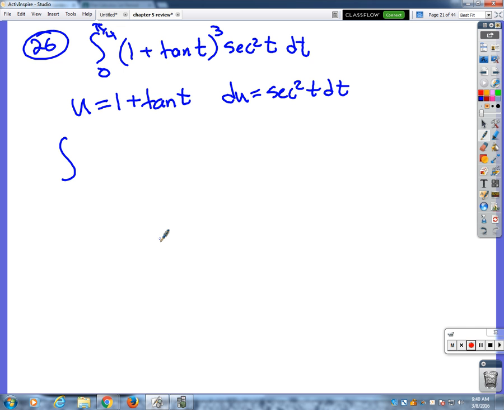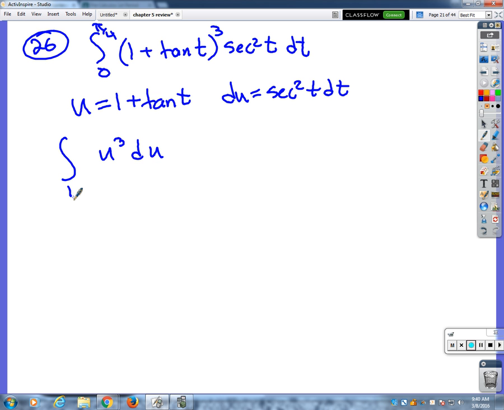So this stuff becomes u cubed. And then conveniently the secant squared t dt is exactly what du equals, so no big deal there. And then I have to plug in those numbers. Tangent of 0 is what? Any idea? Nope, 0. And then 1 plus 0 is 1.